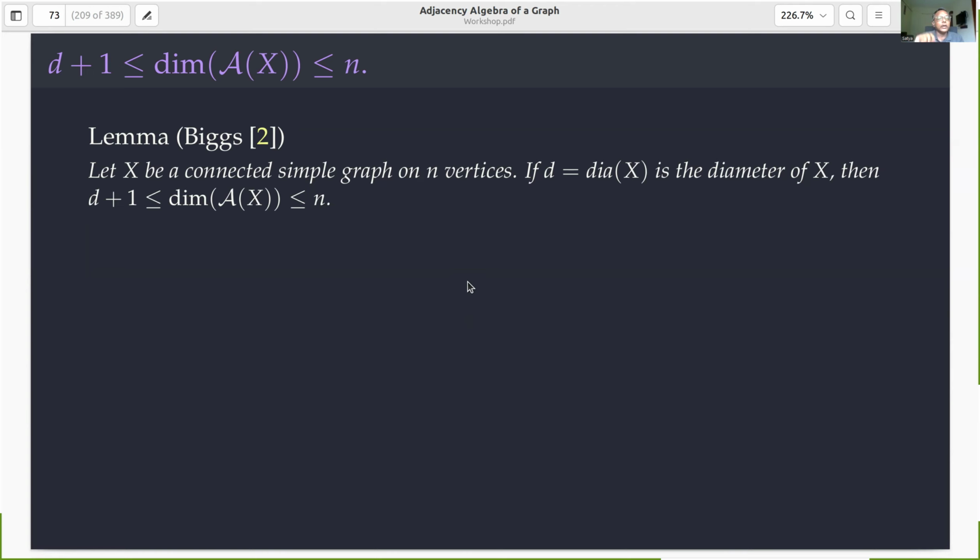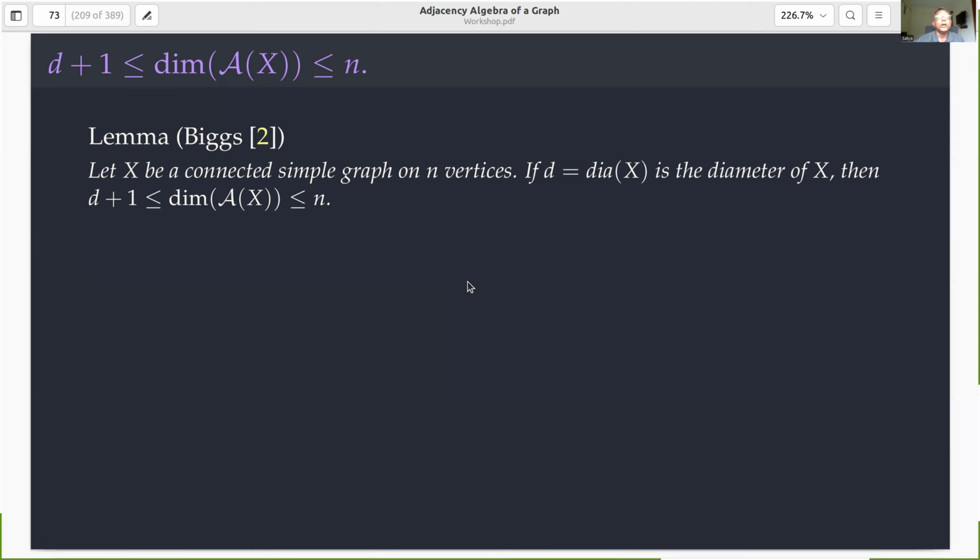Now we are saying that the degree of the minimal polynomial is at least D plus 1 and at most n. Otherwise, we are talking about the number of distinct eigenvalues of A. These are the bounds for the number of distinct eigenvalues of A, where A is the adjacency matrix of the graph. One thing is easy: less than or equal to n is easy to see. The number of distinct eigenvalues is at most n because the matrix size itself is n. If A is a matrix of size n, then it has at most n eigenvalues.